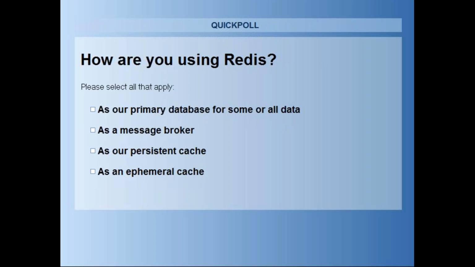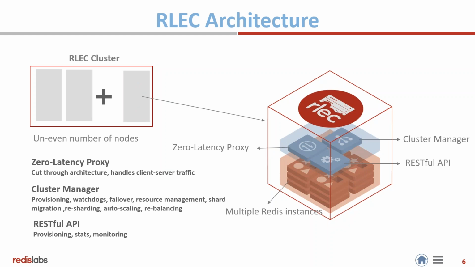When you install the Redis Labs Enterprise Cluster software, there are several components that get installed on each one of these nodes. And let's go over each of these components. One is the zero latency proxy. As the name suggests, it's zero latency. It's been developed by Redis Labs. It's owned by Redis Labs, and it's fully supported by Redis Labs. The proxy has been developed in C, and it has several functions or several advantages.